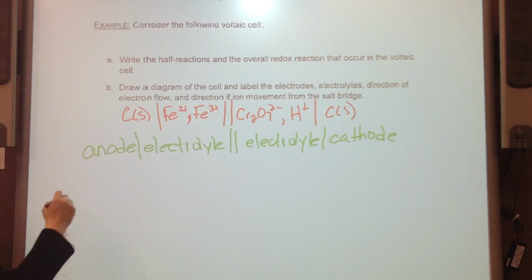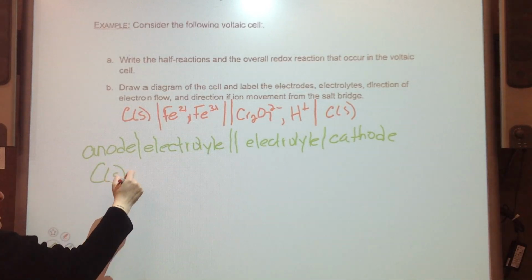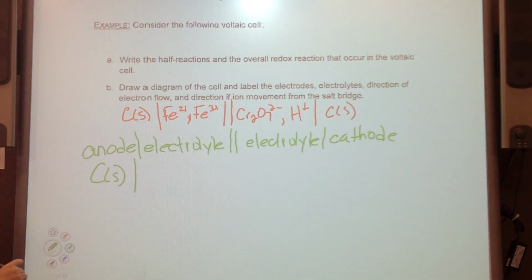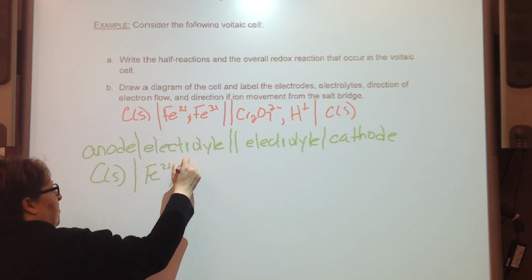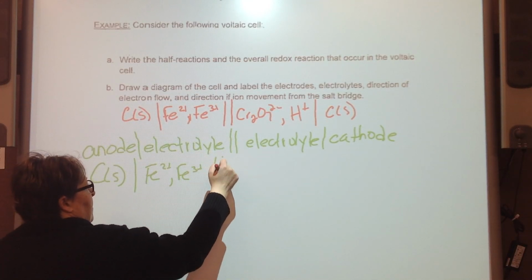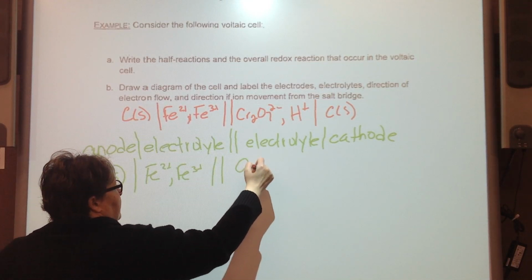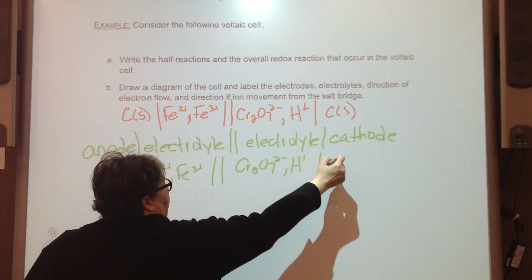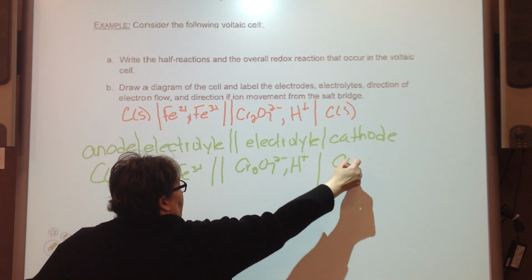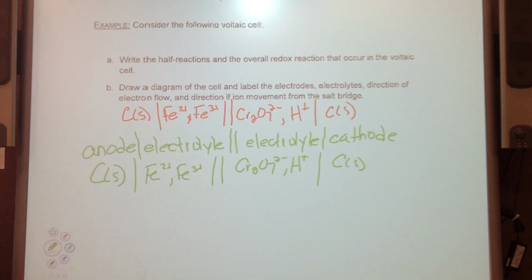Carbon solid. And our electrolytes must be Fe2 plus and Fe3 plus. And so our other electrolytes are Cr2O7 2 minus and hydrogen ion, and our cathode is carbon as a solid.